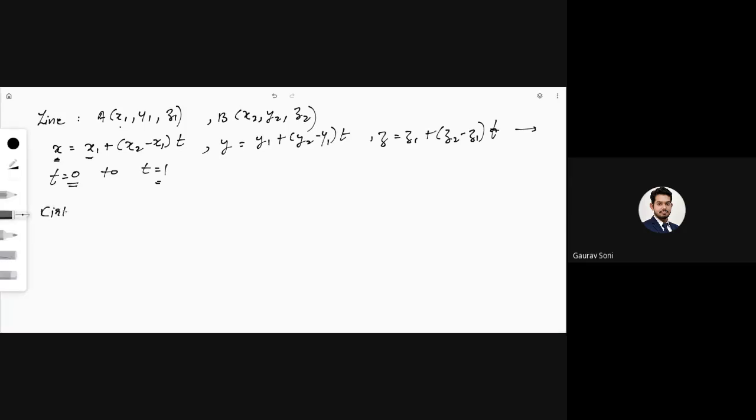For the circle, the parametric equation is x = a cos t, y = a sin t, where a is the radius. And t is running from 0 to 2 pi, but 0 to 2 pi is for the complete circle.